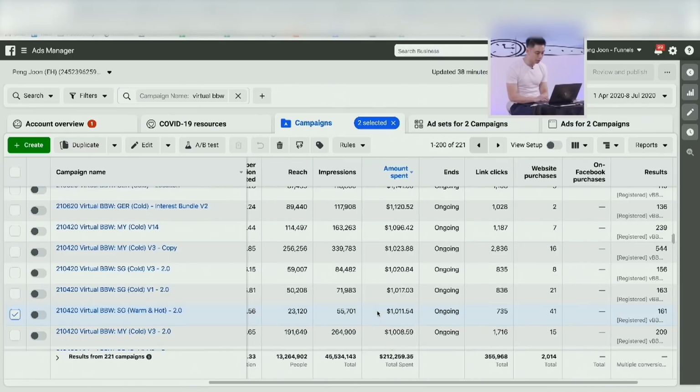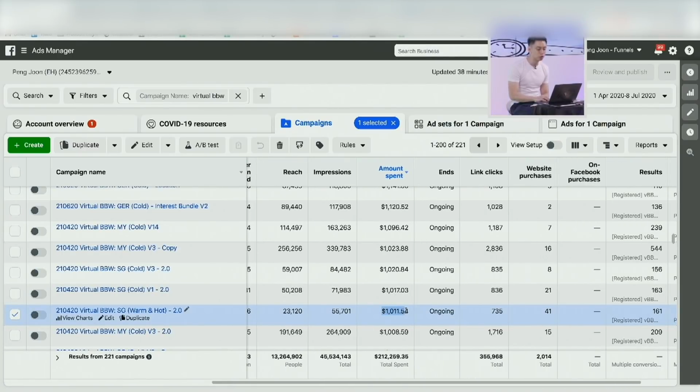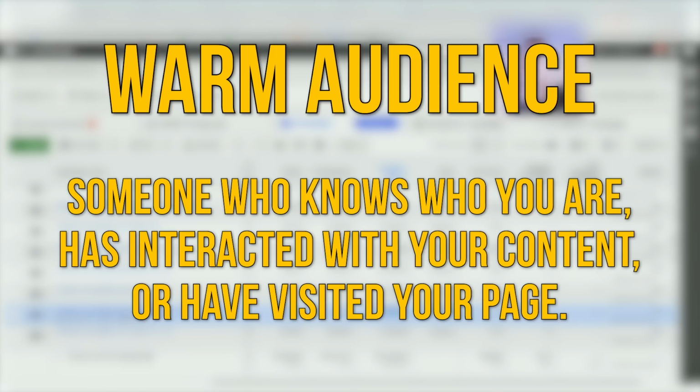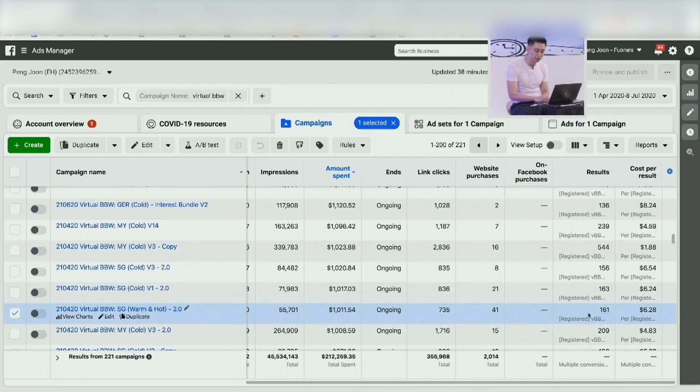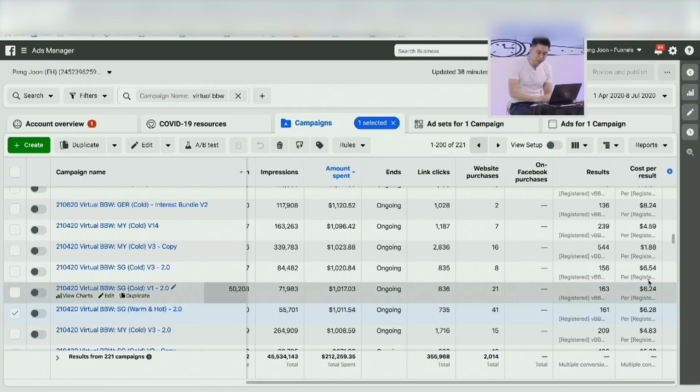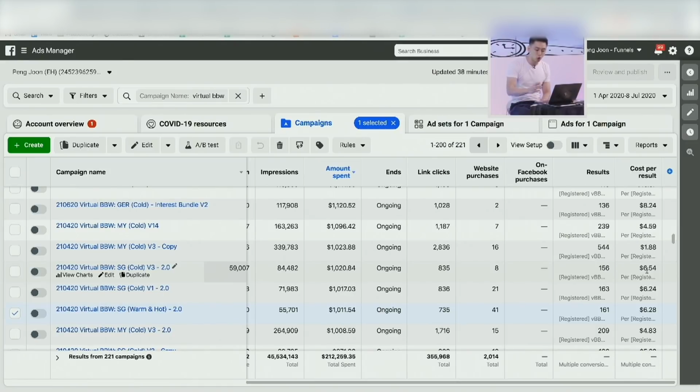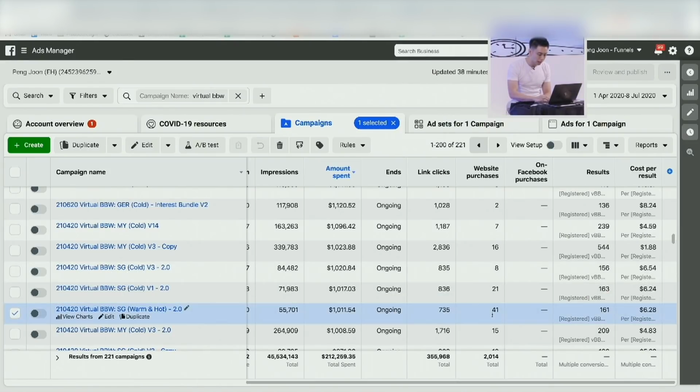You'll see that over here, we've spent only about $1,000. These are the people from Singapore who might know who I am, bought my stuff, other products in the past, perhaps watch my videos, engage with me, like my page, commented on it, something along those lines. By spending $1,000, we got 161 registered, which is about $6, which could seem high, like it might be the same as a cold audience, but take a look at the purchases here. We spent $1,000 and we got 41 sales.